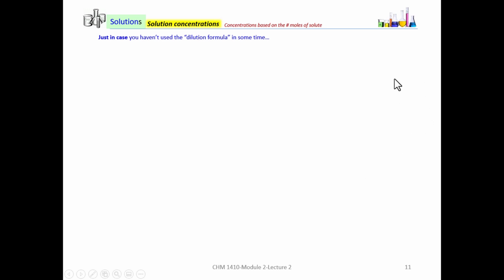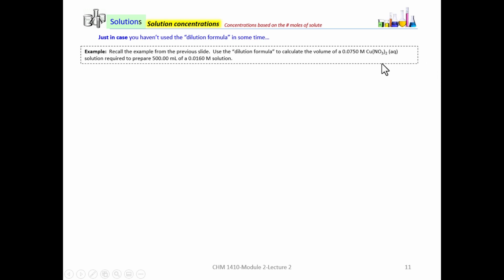Now, just in case you haven't used the dilution formula that I referred to on the previous slide, that you couldn't use in your interview because they wanted you to figure out another way, here's how you could have solved that same problem using the dilution formula. Recall from the previous slide, what you want to do is calculate the volume of the solution they put in front of you, the 0.0750 molar copper nitrate, required to prepare 500 milliliters of a 0.0160 molar solution.